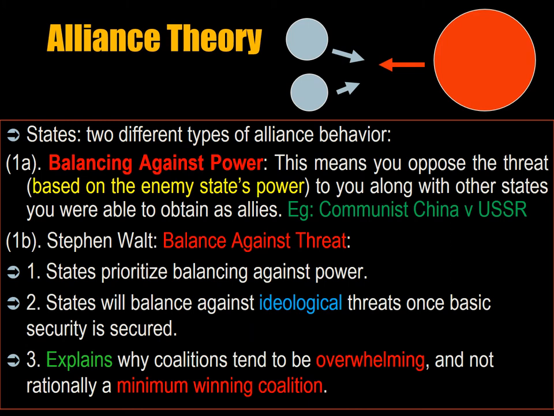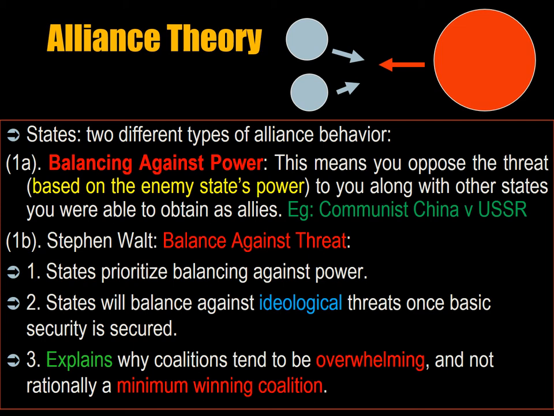Now, according to Stephen Walt, states exhibit two generally different types of alliance behavior. The first is balance against power. This means you oppose a country that threatens you, and it's based on the enemy's power. And you basically join other countries that also recognize that threat as a common threat, and so an alliance is formed. Balance of power is powerful because it's so parsimonious.